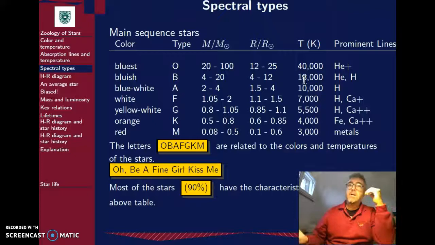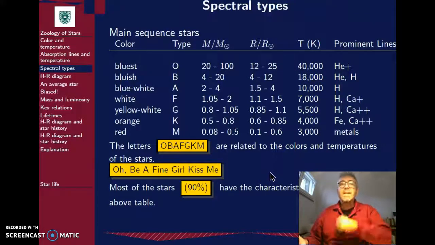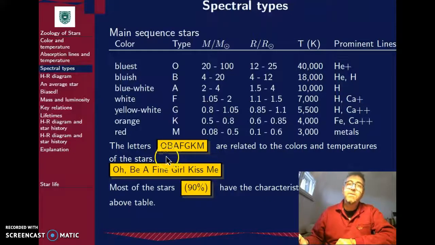Well, this allows us to divide the stars into different classes. These different classes go with curious letters, which you can remember with "Oh, be a fine girl, kiss me." But we'll see that most of the stars are in these classes, which are called the main sequence.